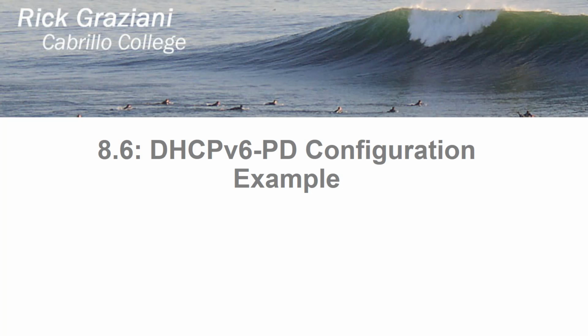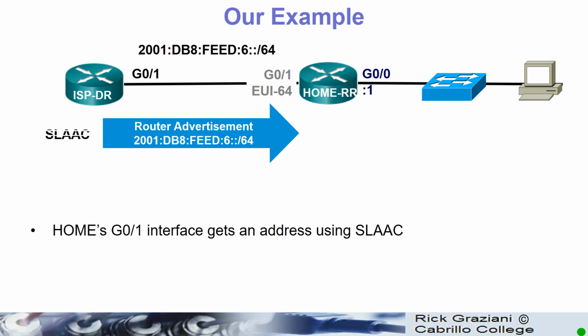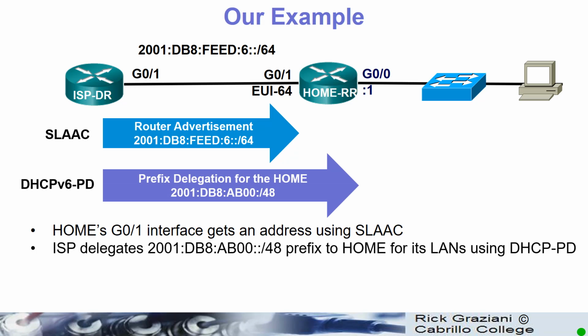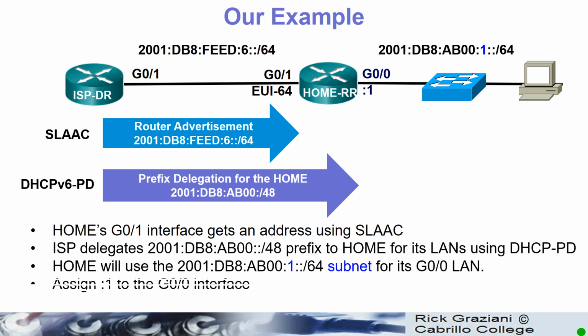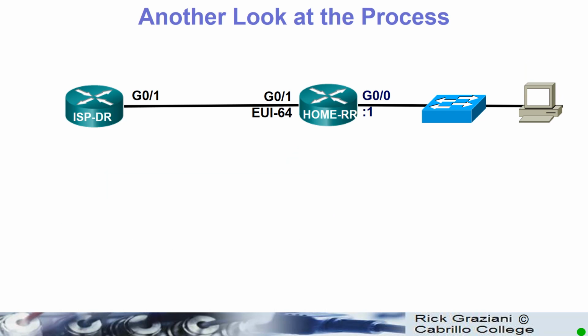Now let's go ahead and talk about DHCP version 6 PD configuration examples. So let's talk examples. So here again is our home router, router advertisement. It will delegate the appropriate prefix, send it as a DHCP PD. The home router will use one ID for its LAN, and the rest of it for its internal network. It will use SLAAC for the rest of it.